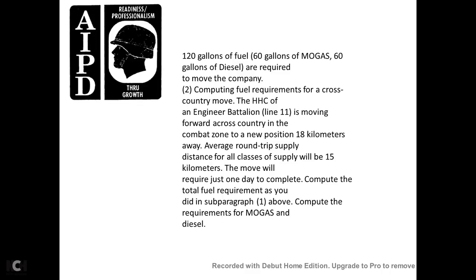Computing the requirements of the cross-country move. The headquarters company of an engineering battalion moves forward across country in the combat zone to a new position 18 kilometers away. The average round trip supply distance for all classes of supply is 15 kilometers. The move requires just 1 day to complete. Compute the total fuel requirements as was done in subparagraph 1 above, computing the requirements for the mo gas and the diesel.